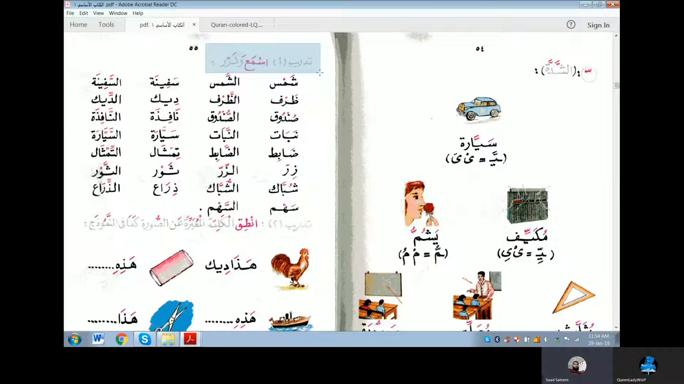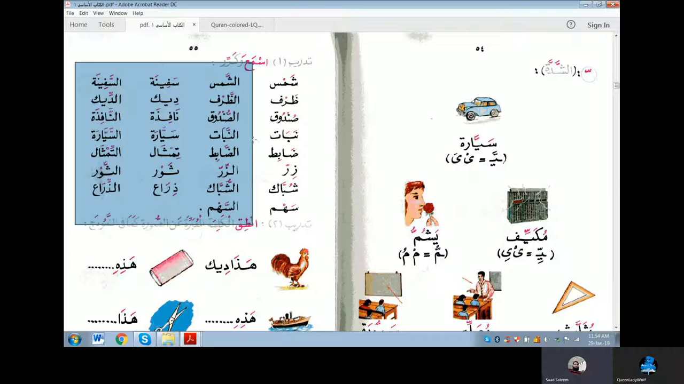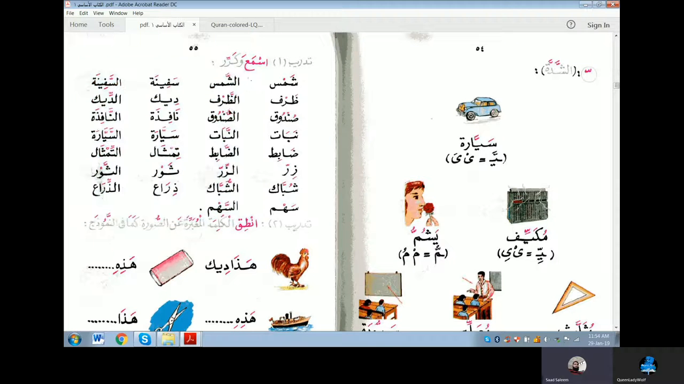The first exercise: listen and repeat. Whenever you see a shadda after lam, this means lam is silent. So in all these words, lam will be silent. Now read these words and tell me their meaning.